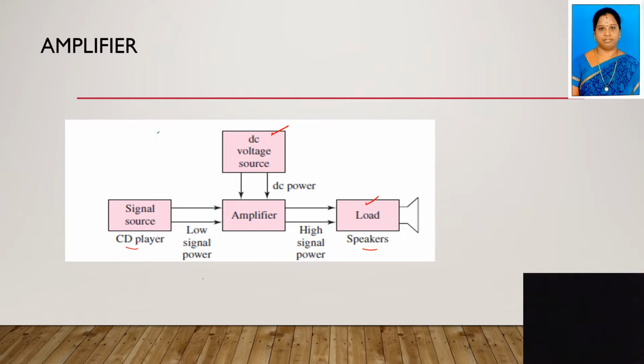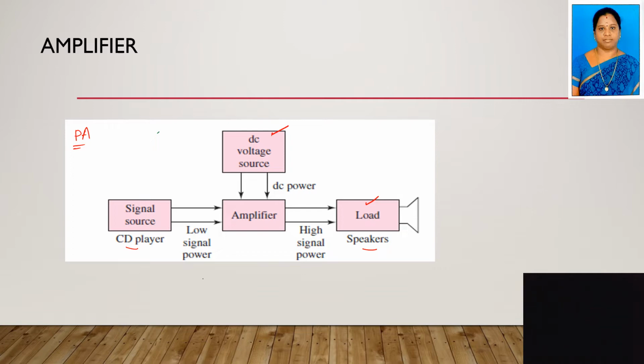For example, if you have the public addressing system, that is, we need to speak through the speaker, right? So the signal source which is coming from the CD player, if it is directly connected to the speaker, we could not hear any words from the speaker. That means the output from the CD player is not that much capable to drive the speaker. So we need some device which will amplify your signal which is coming from the CD player. So that device is called amplifier.